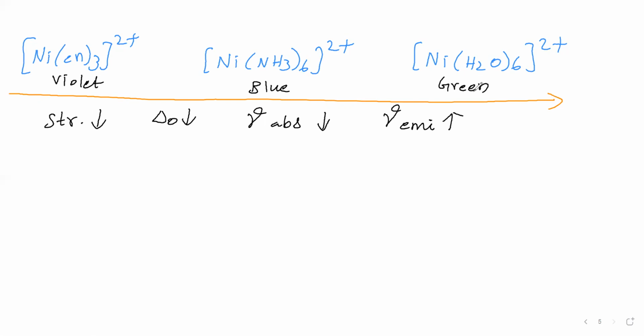So if you change the ligand, if the ligand strength is different, then the color of the complex will also be different. So the color of the complex depends on crystal field splitting energy. Crystal field splitting energy depends on the nature of the central metal, oxidation state of the central metal, coordination number, ligand field strength, and so on. So crystal field theory is able to explain the color of complexes.